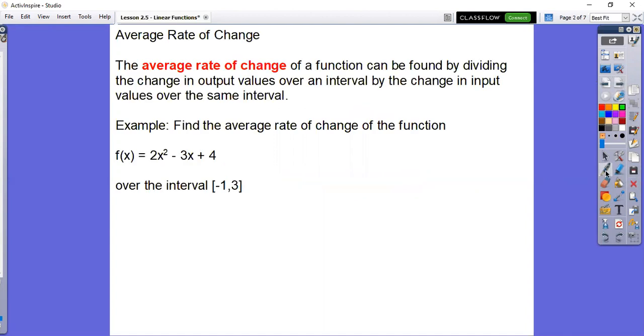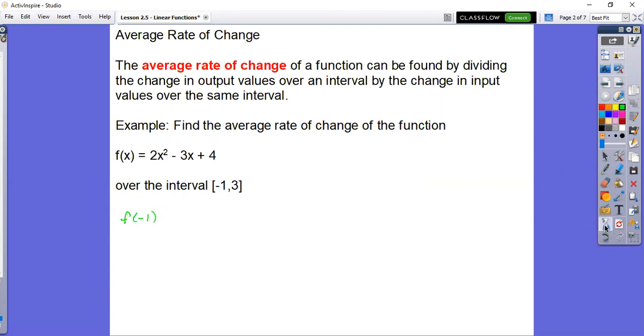First, before we get into linear functions, let's talk about the average rate of change of a function. The average rate of change is found by dividing the change in the output values over an interval by the change in the input values over the same interval. So if I want to find the average rate of change of this function, I'm going to find f of -1.